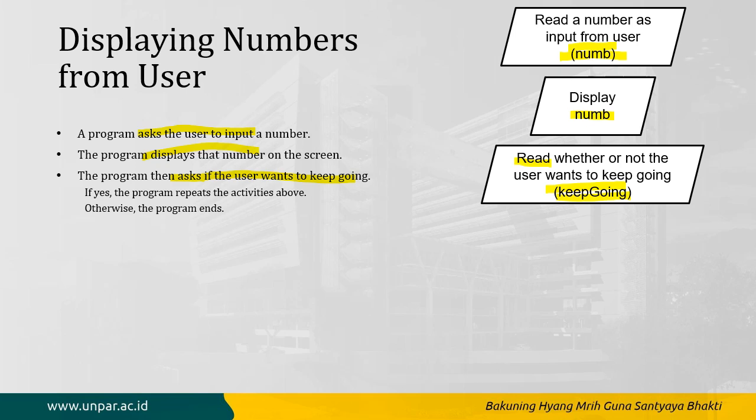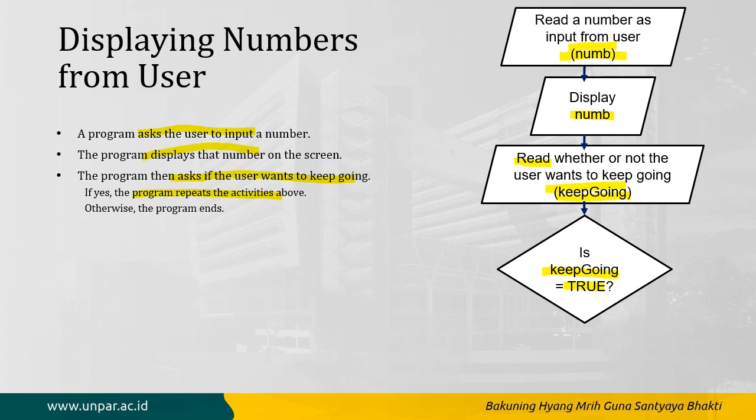Okay. Once we have the answer that we have stored in this variable keep going, we're going to see what is the answer contained in this keep going variable. So we ask, does the keep going variable contain a true value? If it is true, it means that the user wants to keep going with the program. It means that the program will repeat the previous activities.